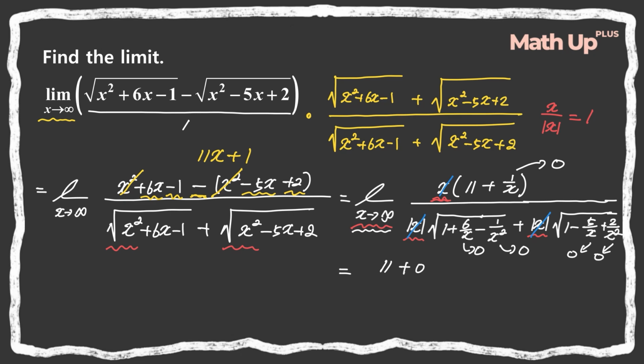So 11 plus 0 over square root of 1 plus 0 minus 0, plus square root of 1 minus 0 plus 0. That's 11 over 1 plus 1. So the answer is 11 over 2.